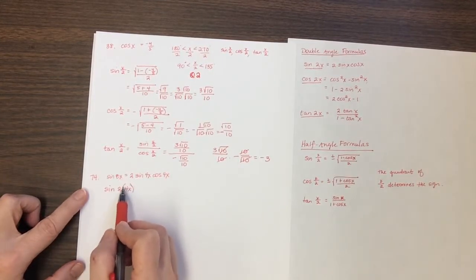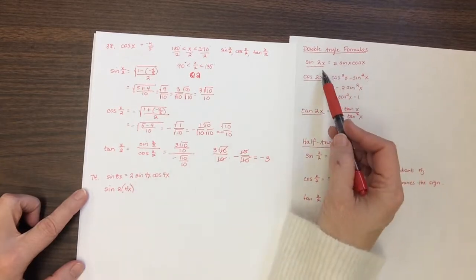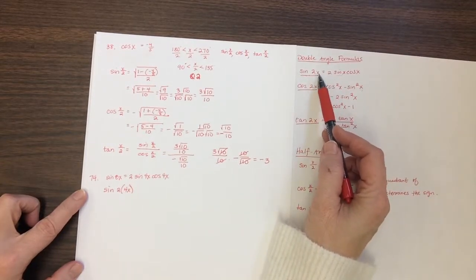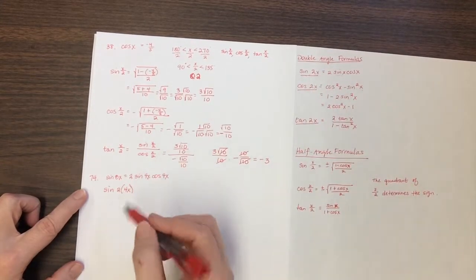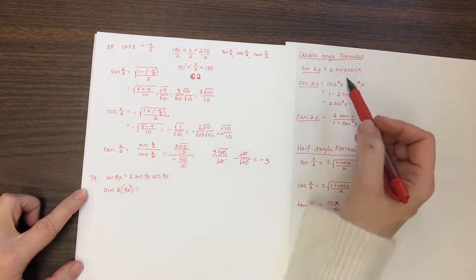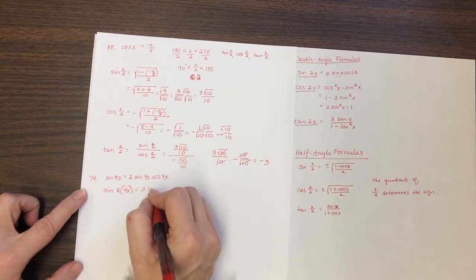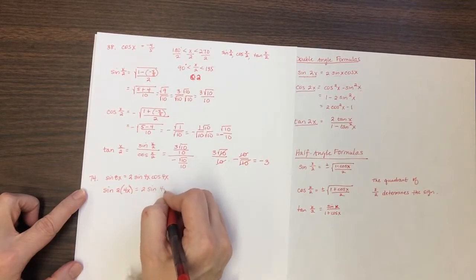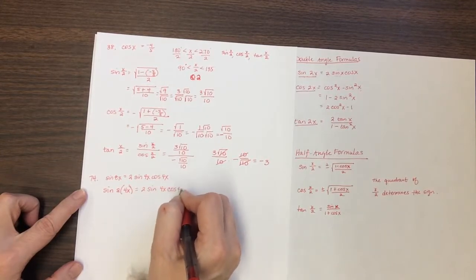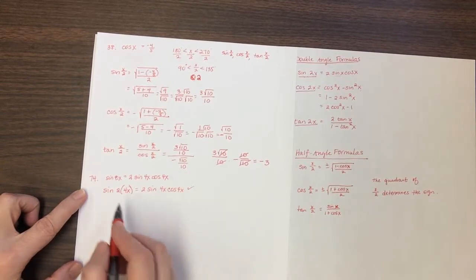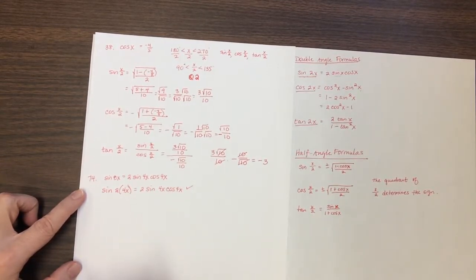So here's my x value. This is my double angle. So 2 times x in this case is 4x. And when I plug 4x into my formula right here, I get 2 times the sine of 4x times the cosine of 4x. And that's what I was trying to show. So that's all I need to do for that one.